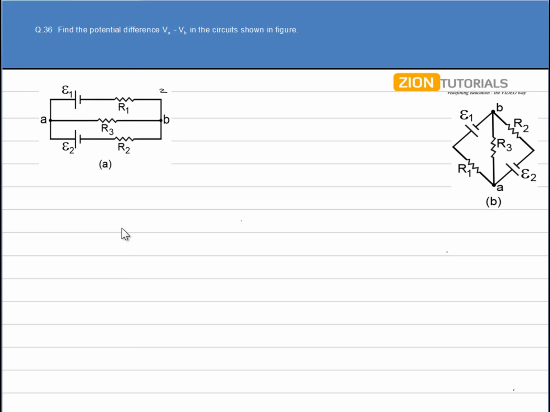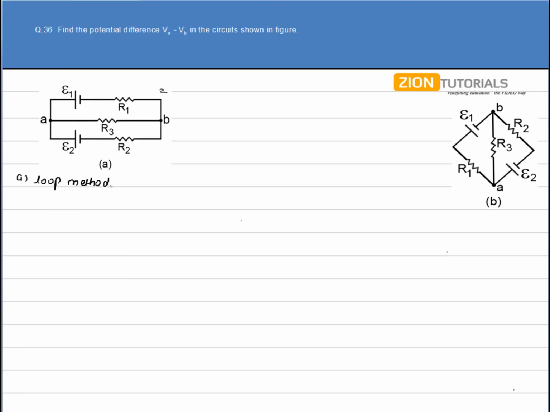Find the potential difference VA minus VB in the circuit as shown in figure. Now before solving the question, one thing we should note is that figure A and figure B are the same. So the answer that we obtained for A part will be the same for B part. Now the method that I'm using here is known as loop method.